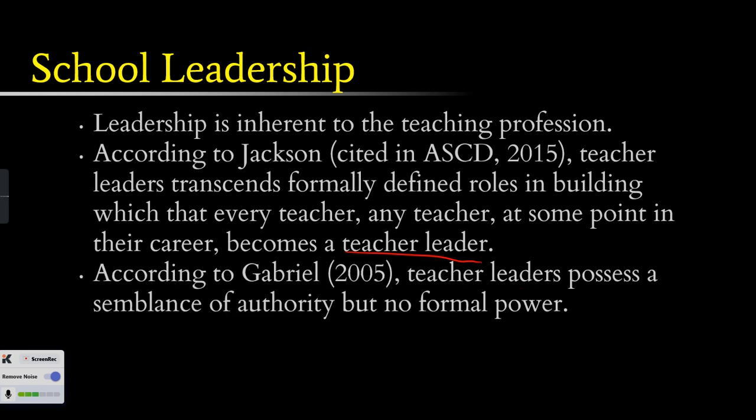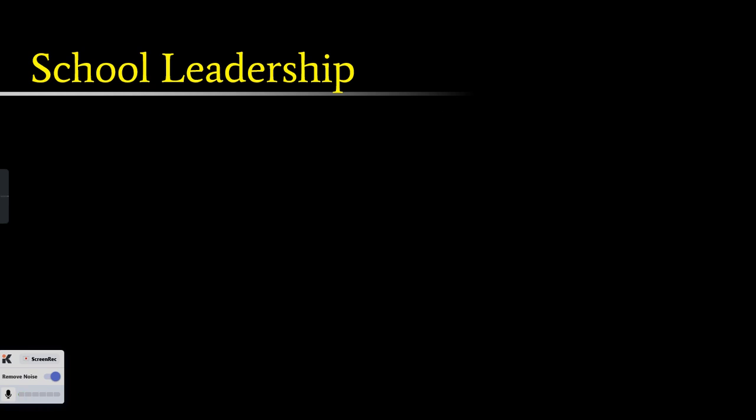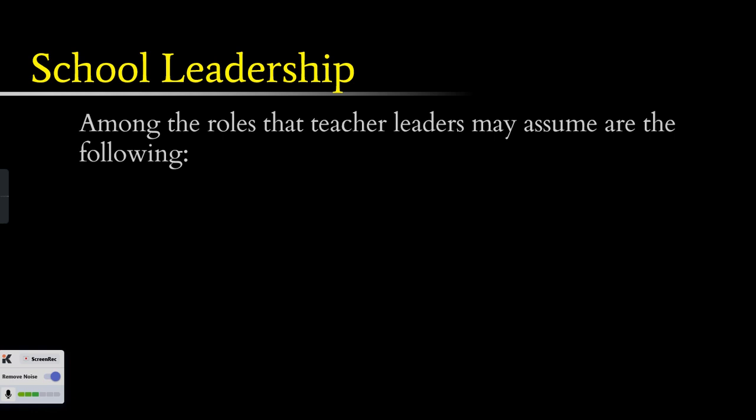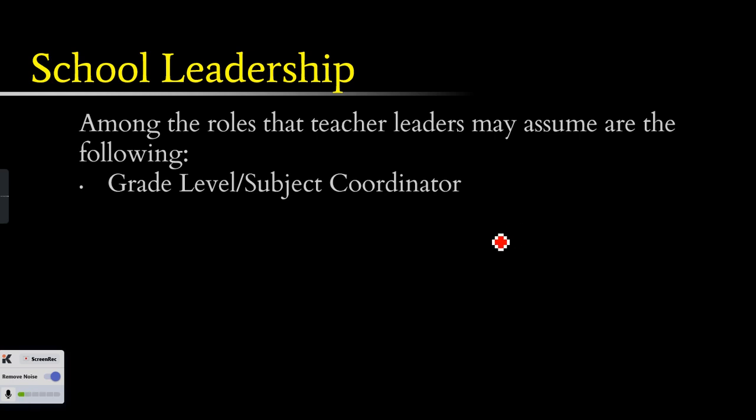So according to Gabriel, teacher leaders possess a semblance of authority but no formal power. While not all leadership positions are formal in nature, they are not fixed. So every school teacher may not have served as an official leader but may be assigned to leadership roles. Among the roles that teacher leaders may assume are the following. First, grade level or subject coordinator. This includes instructional leadership and administrative functions.